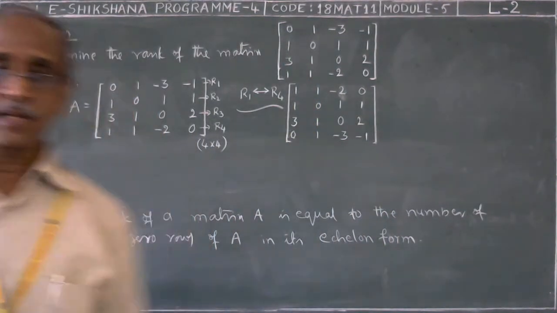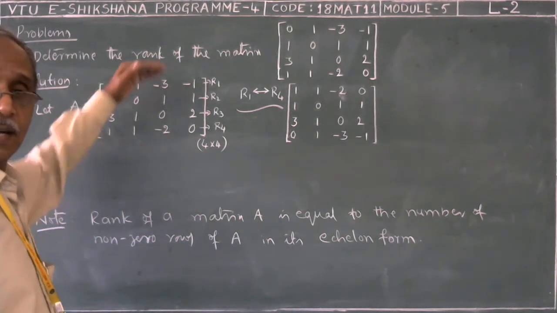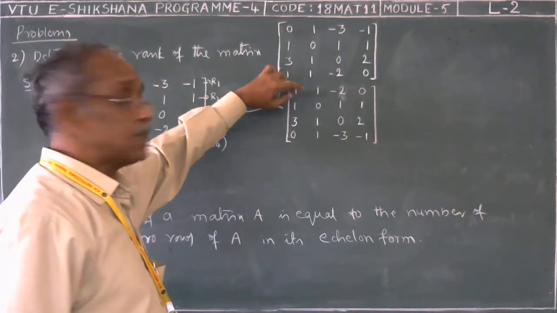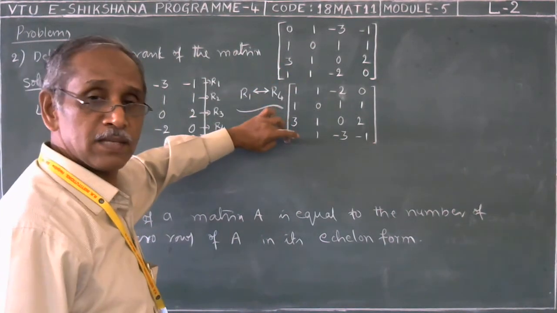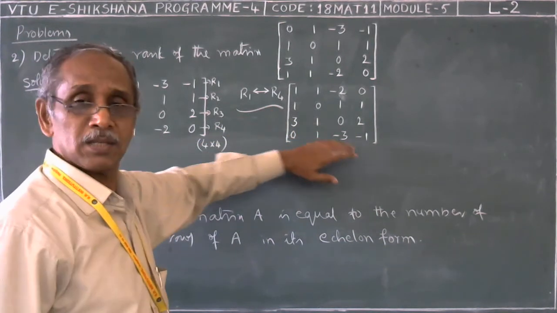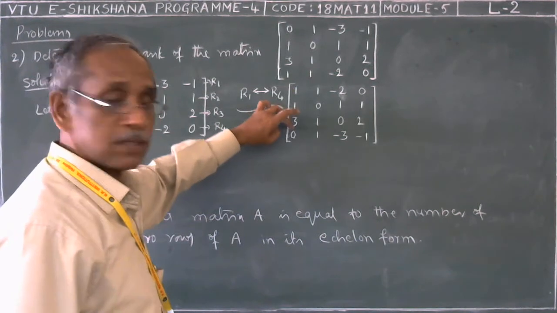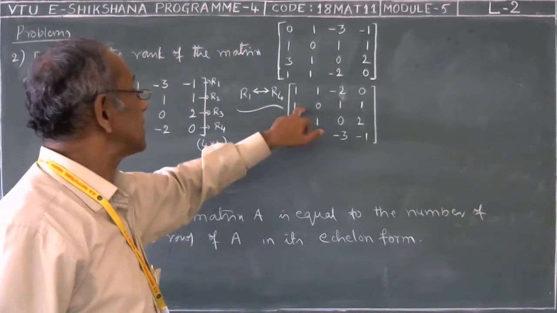This is the equivalent matrix we obtain by interchanging R1 and R4. Now, I will again use this leading one to make these two zero, because this entry is already zero. Let us not touch this R4. Let us concentrate only on this 1 and 3, which is present below the leading entry in the first row, in the second and third.